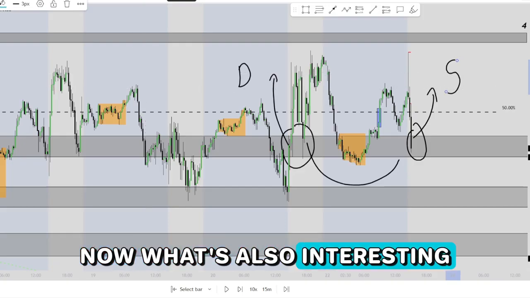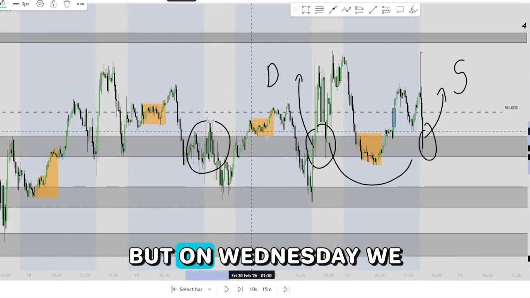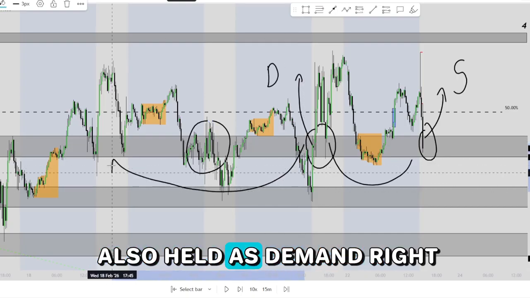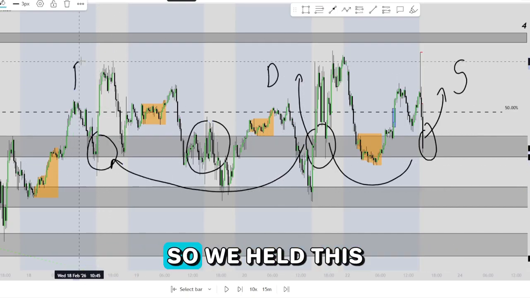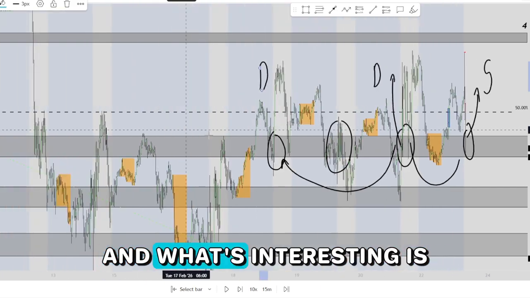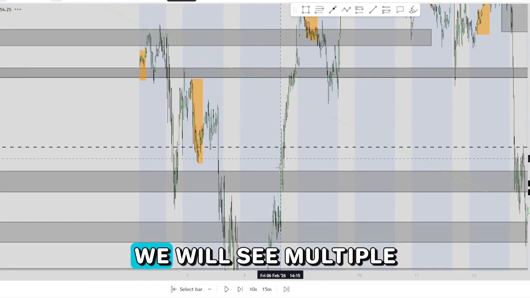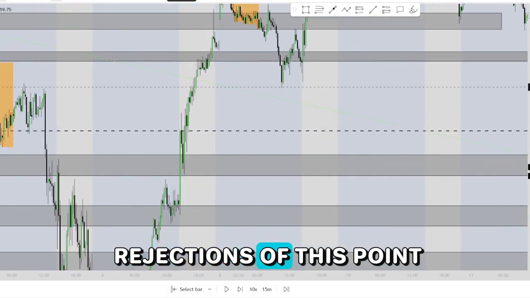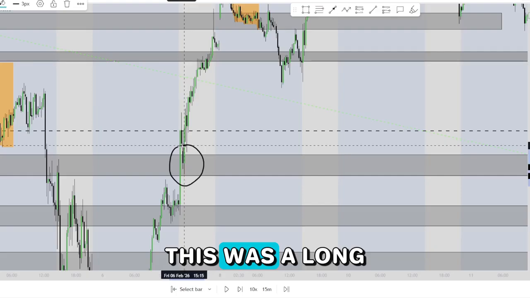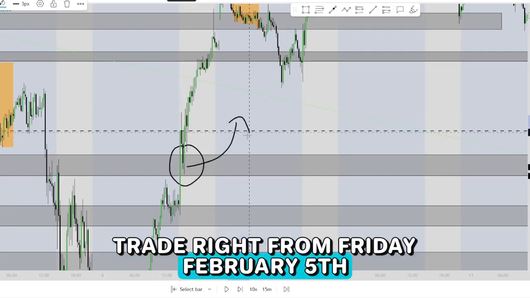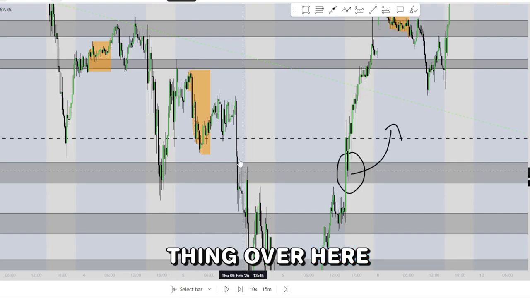Now, what's also interesting to understand is on Thursday we chopped, but on Wednesday we also held as demand, right? There was a nice opening range on Wednesday. So we held as demand over here as well. And what's interesting is if we keep going back to this same level, we will see multiple rejections of this point. So this is not your typical support and resistance. This was a long trade from Friday, the 5th of February. Same thing over here, short over here.